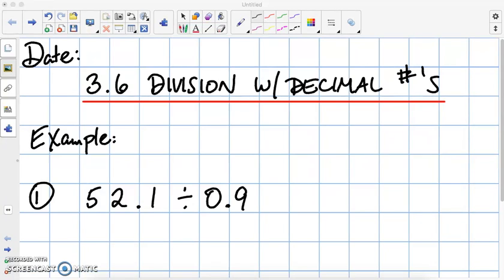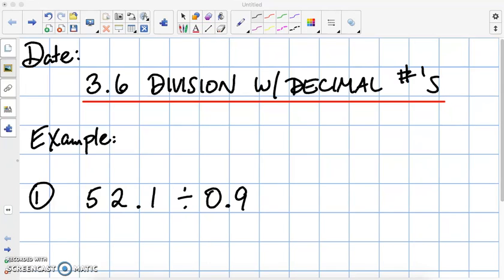Recording now, this is lesson 3.6, division with decimal numbers. Before watching the recording, please make sure that you have a graph sheet of paper in front of you, or you may be writing these notes in your math journal, a pencil, a different colored pen that may come in handy with color coding, as well as an eraser.